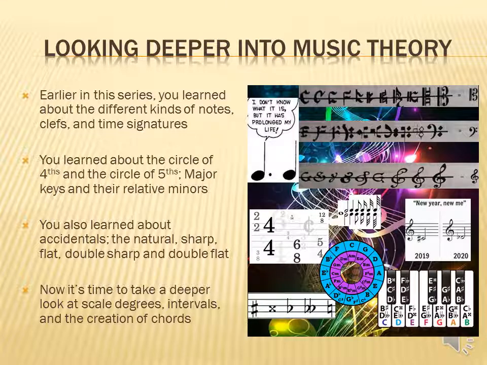Looking deeper into music theory. Earlier in this series, you learned about the different kinds of notes, clefs, and time signatures. You learned about the circle of fourths and the circle of fifths, major keys, and the relative minors. You also learned about accidentals, the natural, sharp, flat, double sharp, and double flat. Now it's time to take a deeper look at scale degrees, intervals, and the creation of chords.